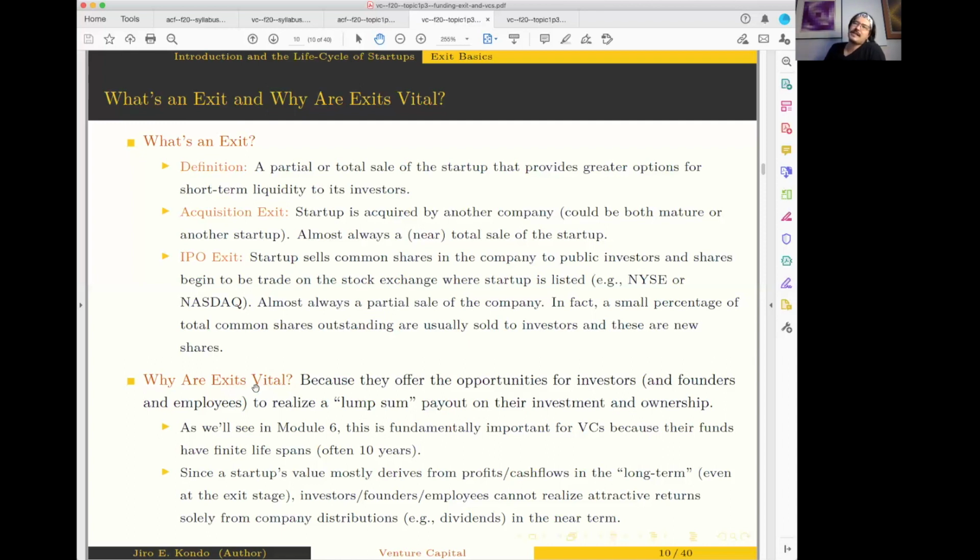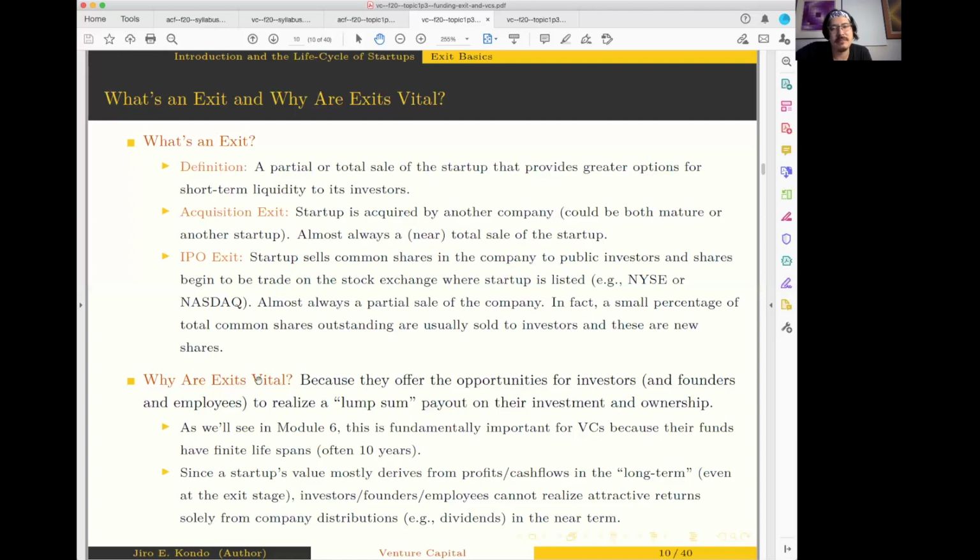So again, as I said, why are exits vital? The exits are vital because they provide an opportunity for a return on investment to the key stakeholders of the company. And that's important for incentivizing us to do any of this stuff in the first place, right? For investors, this is particularly important.